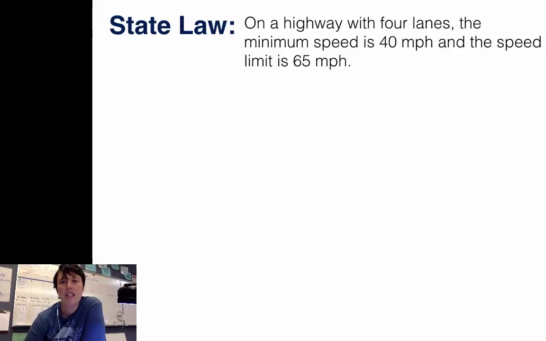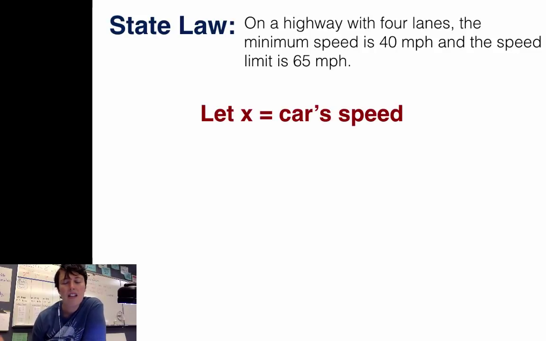Well, this is a compound inequality. This is the part where I'd say, hey, grab your pencil. We're going to write some stuff down. We're going to write down that our variable is our car's speed. So I'm going to let x be the car's speed. Let x equal your car's speed.